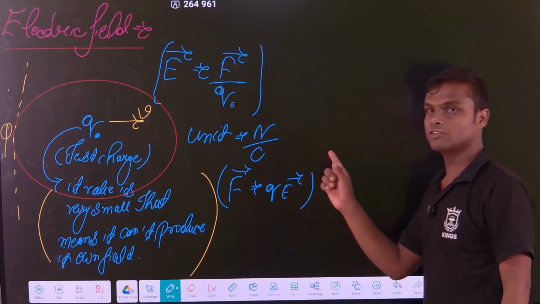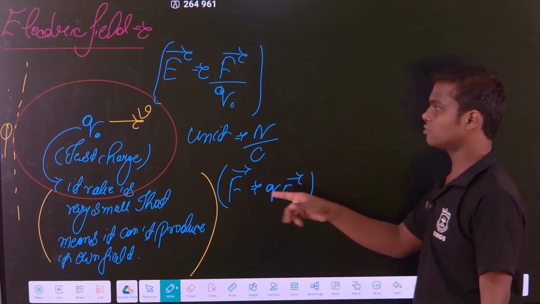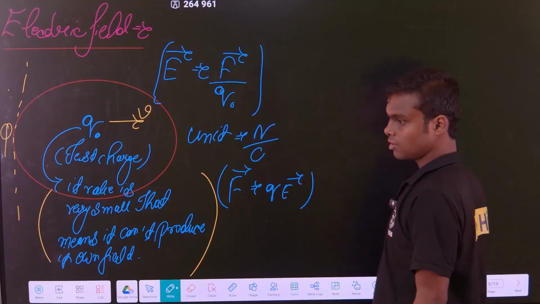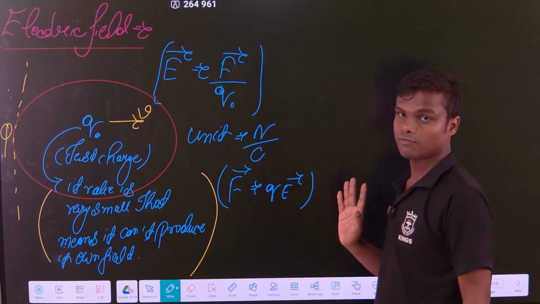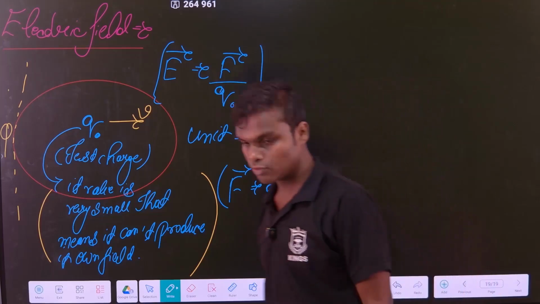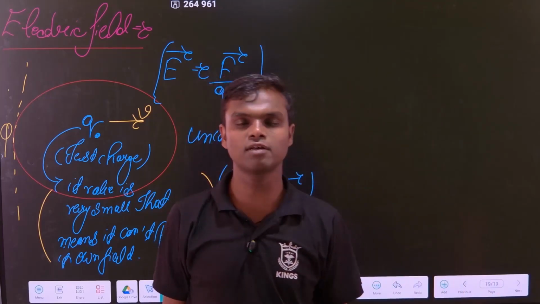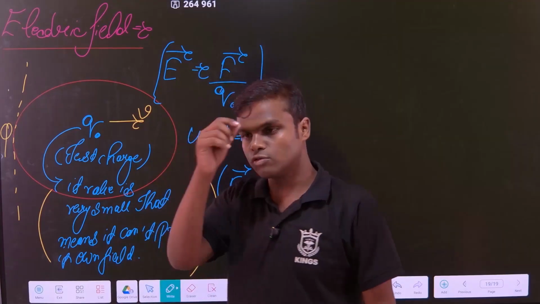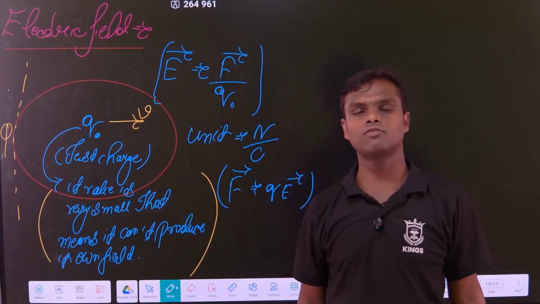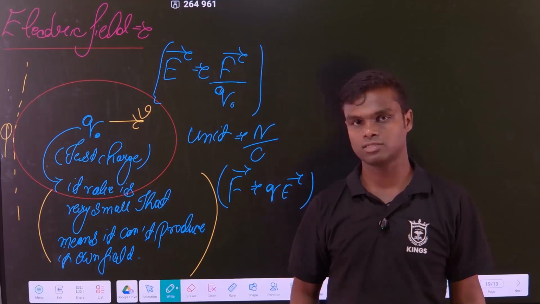Is it a vector quantity or a scalar quantity? Vector quantity. This is the magnitude, and the direction is along the direction of force. Now if I ask you to calculate the electric field, what will you do? Do nothing. You just calculate the force and divide by the charge.